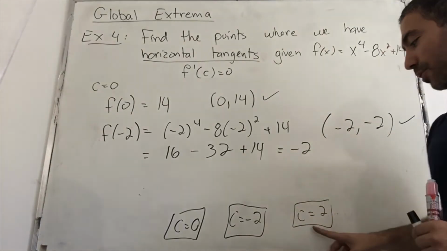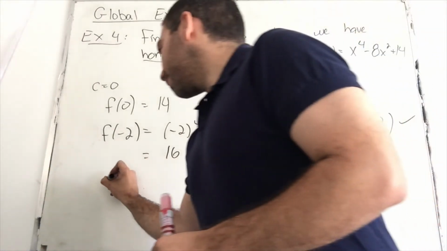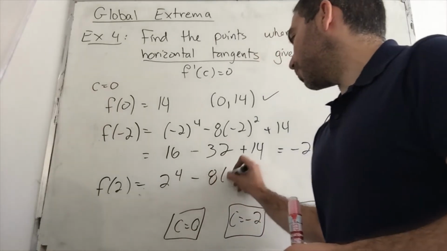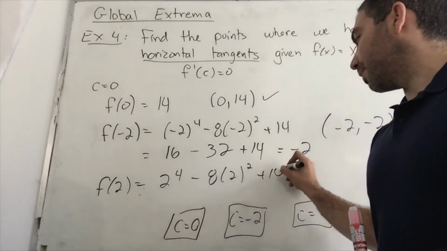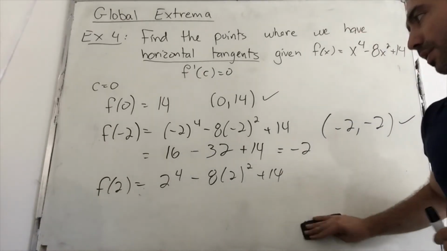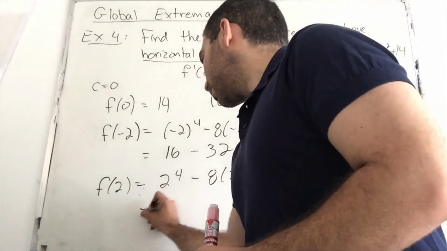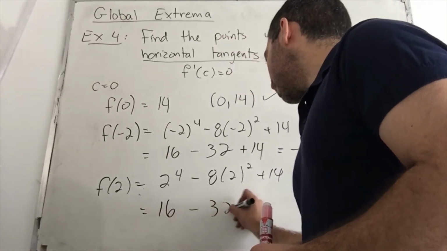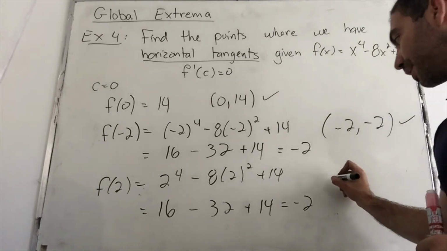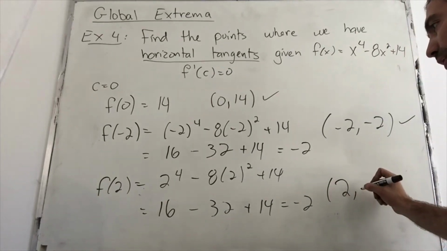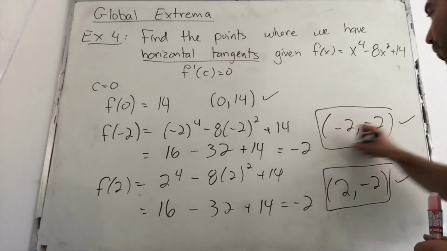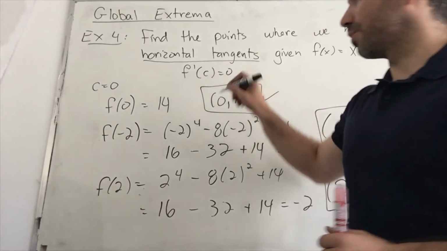Okay. Lastly, we have to check the value positive 2. So f of 2 is equal to 2 to the 4 minus 8 times 2 squared plus 14. That gives us 16 minus 32 again, plus 14, giving us -2. So the other tangent occurs at (2, -2). And these are the three points where we have a horizontal tangent.